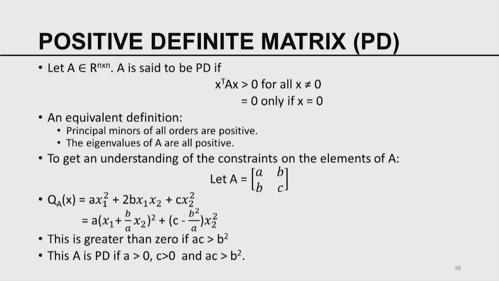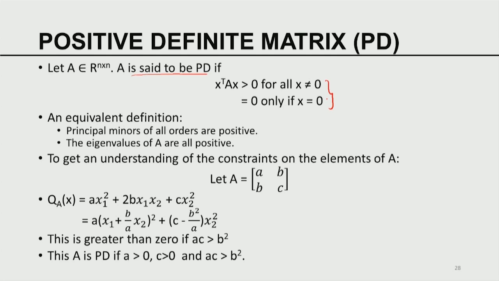Once you have the notion of a quadratic form, I can then define the idea of positive definite quadratic forms. So this is a fundamental concept again. Let A be a matrix. A is said to be positive definite, by definition, if x transpose Ax is greater than 0 for all x not equal to 0, and is equal to 0 only when x is equal to 0.